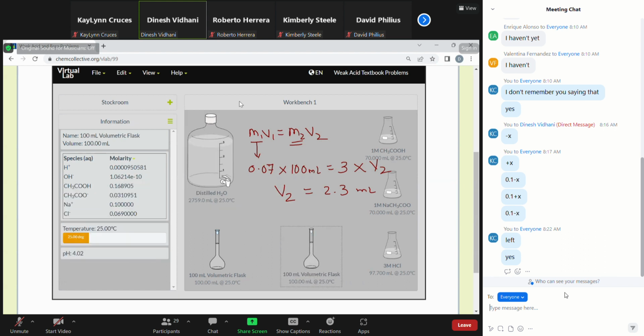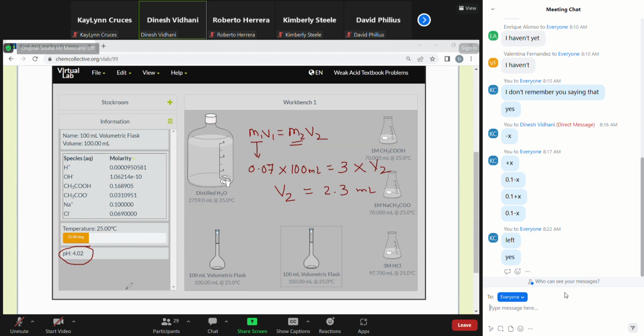Look at the pH, guys. Do you see the pH? It is quite close to what you guys found, 4.02. Does it make sense? Did you see that?